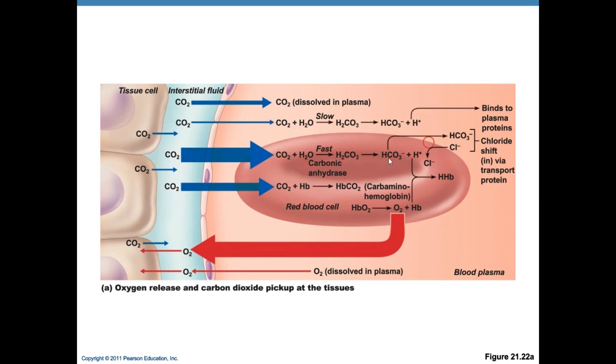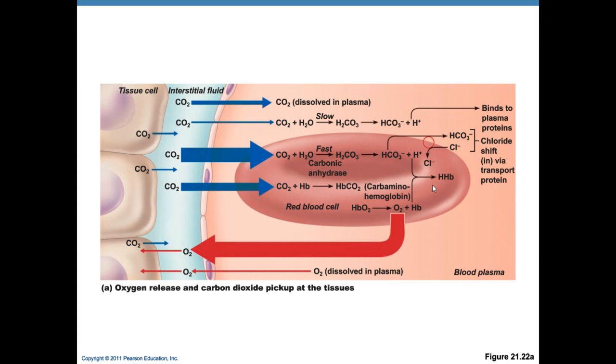This happens very rapidly. We produce the bicarbonate ion, and then we basically can pump that out and then pump a chloride ion back in to balance all the charges out so that we don't lose charge inside the red blood cell. Again, concentration gradients, charge gradients are very, very important in physiology and understanding how this works.